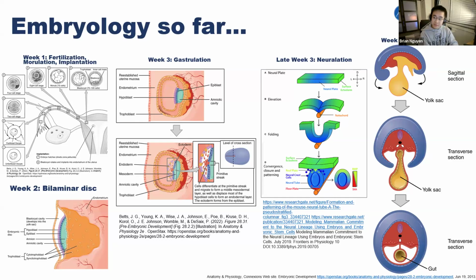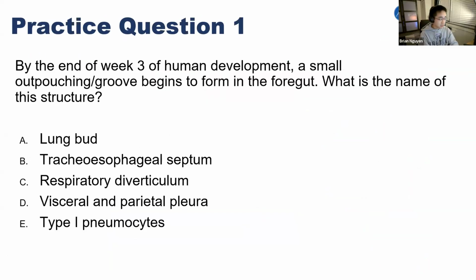And we're going to start off with this question. So I'm going to ask Dr. Frank, can you go ahead and start the poll for us, please? And this is going to be your first question. By the end of week 3 of human development, a small outpouching or groove begins to form in the foregut. What is the name of this structure?